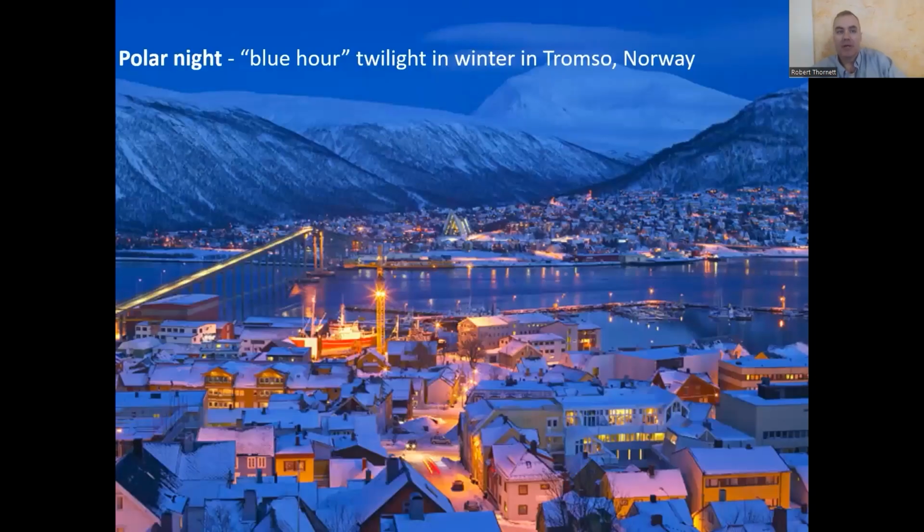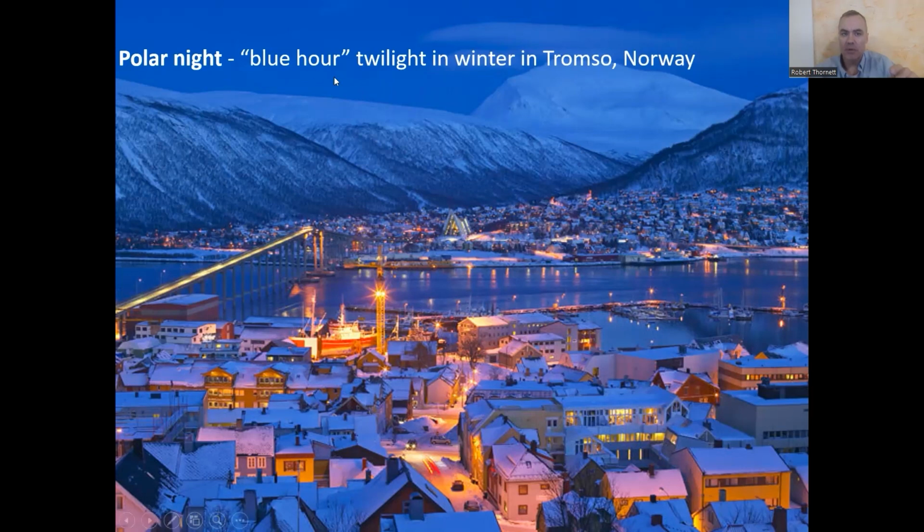Here's the other phenomenon, polar night. It's the opposite of midnight sun. Midnight sun was when the sun never goes down. This is when the sun never comes up. Now, I could just have a picture of blackness where you can't see anything, but here you put a picture of something called the blue hour, which is the time of the day when at least there's some natural light in that same city of Tromsø, Norway.